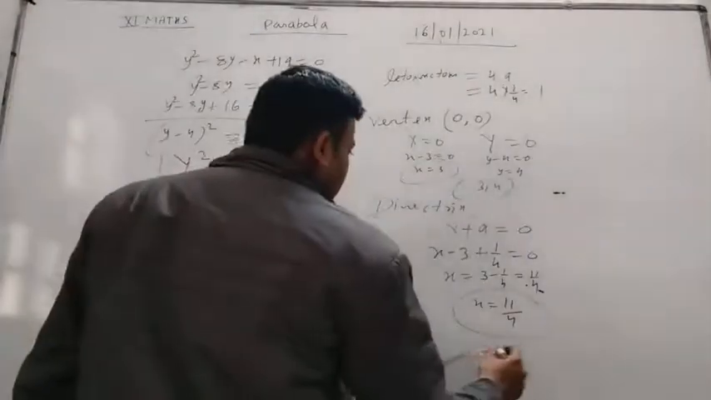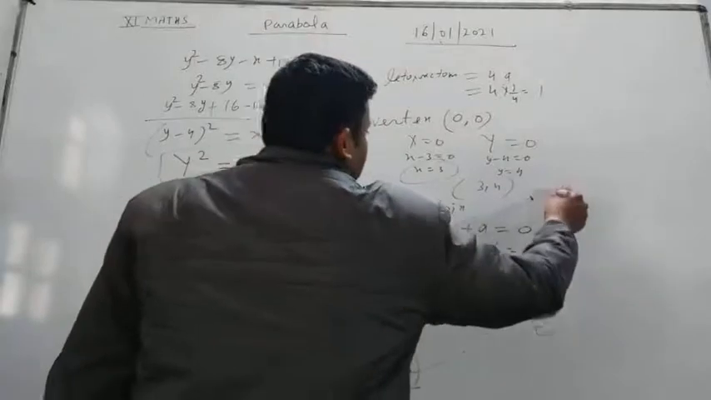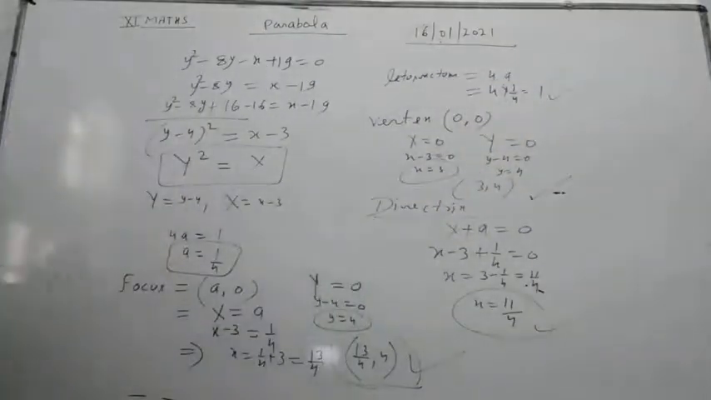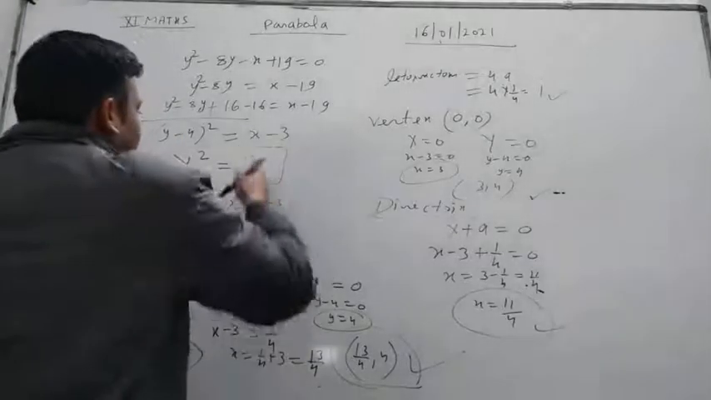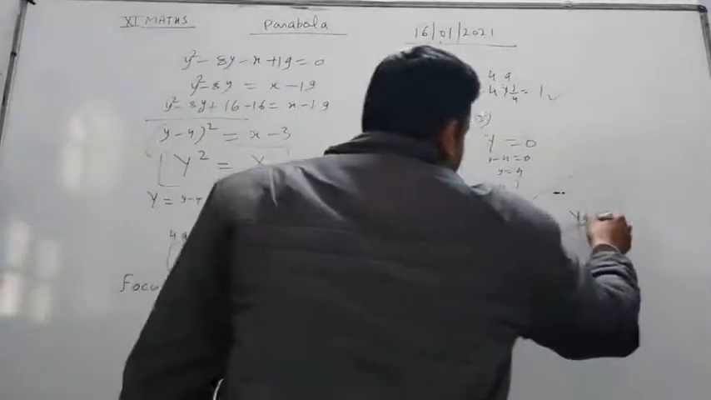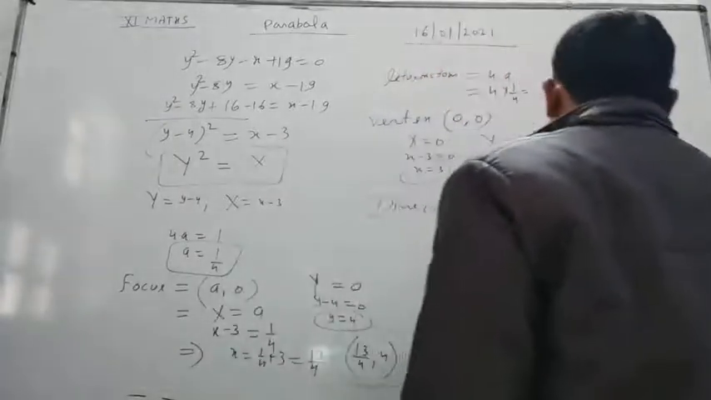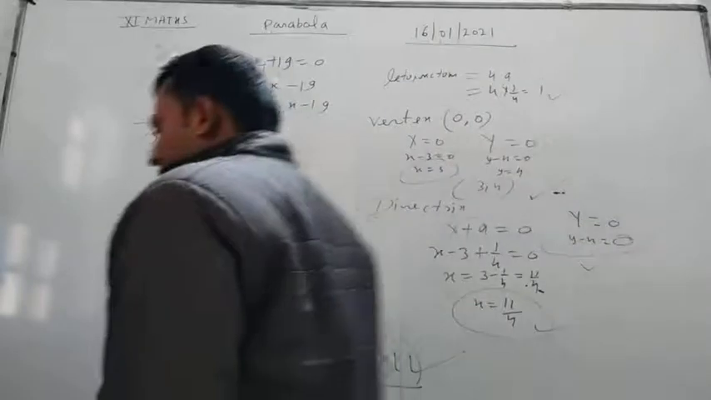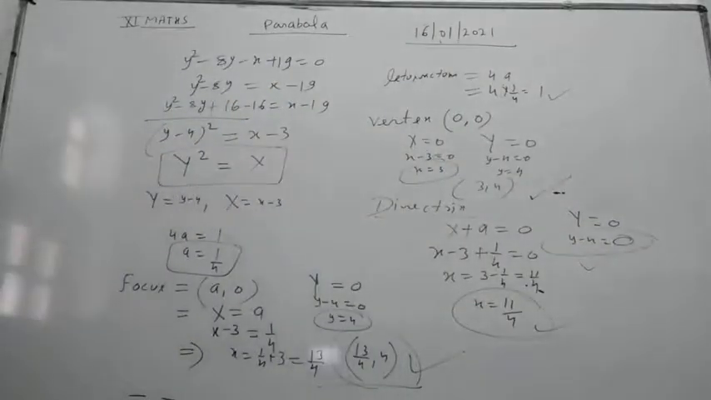Focus is this, directrix is this, vertex is this, and latus rectum is this. Okay student, and student, its axis is, equation of axis is x-axis, so capital Y is equal to 0, so y minus 4 is equal to 0. So this is our required equation of axis also. Okay student, I hope you understand, students.